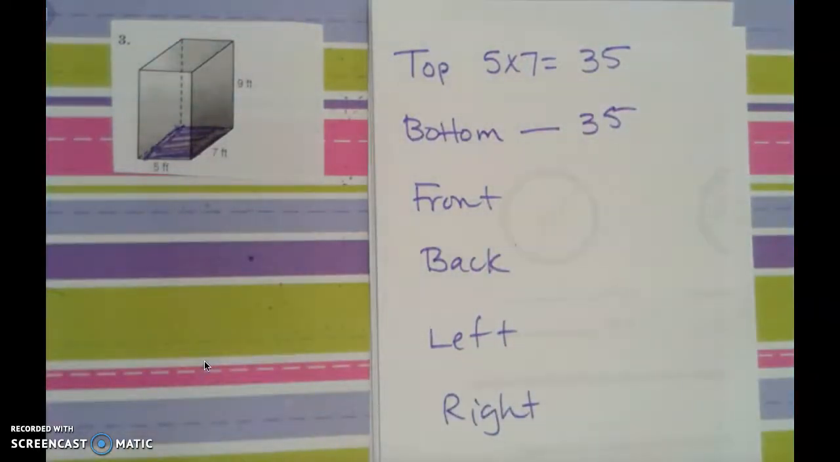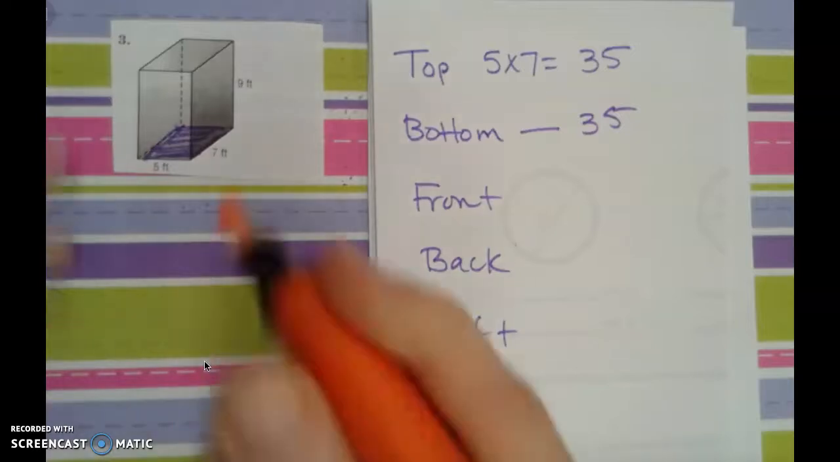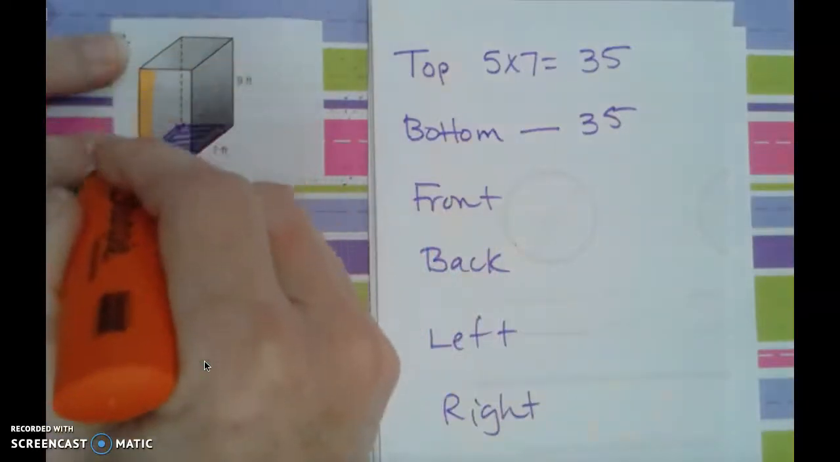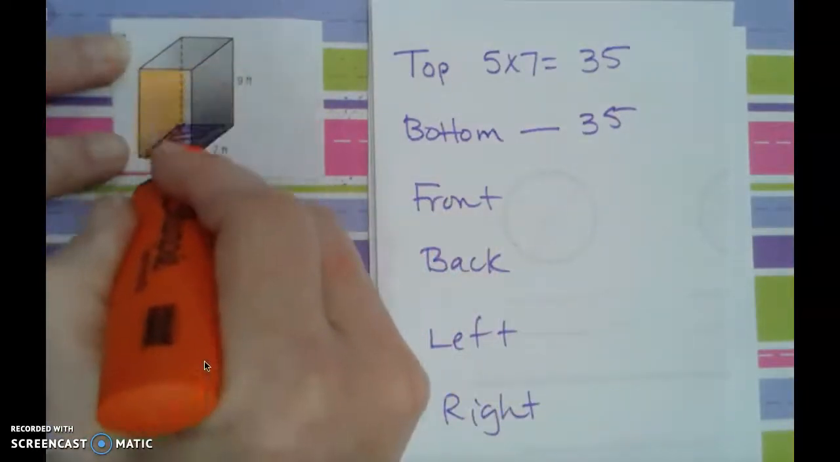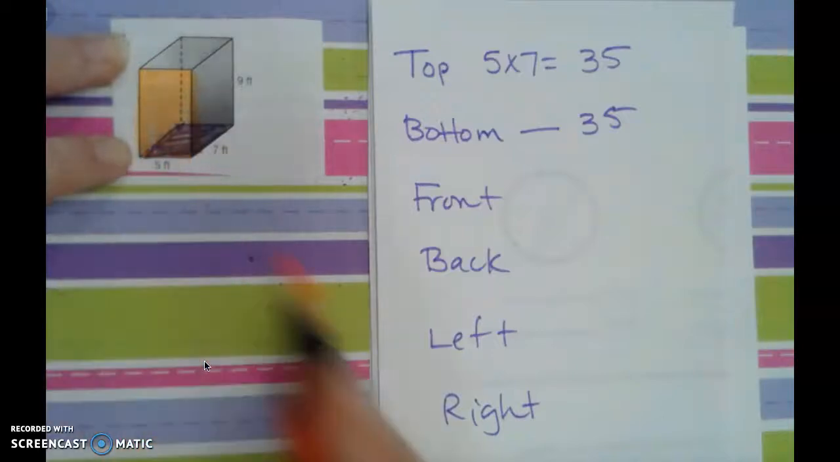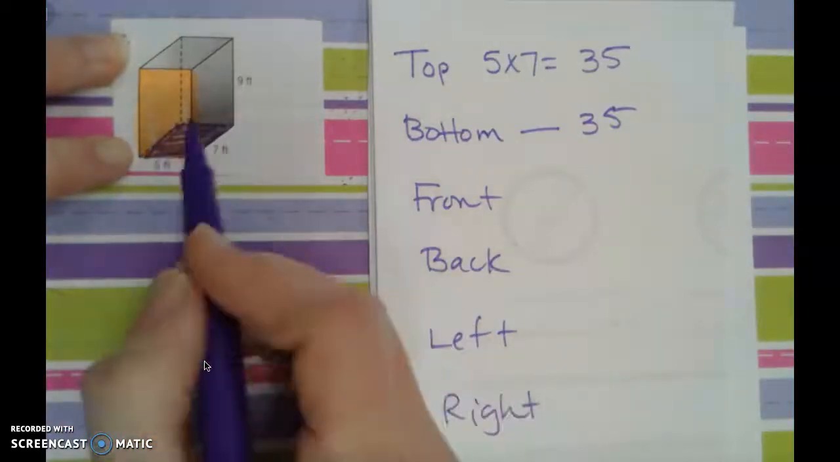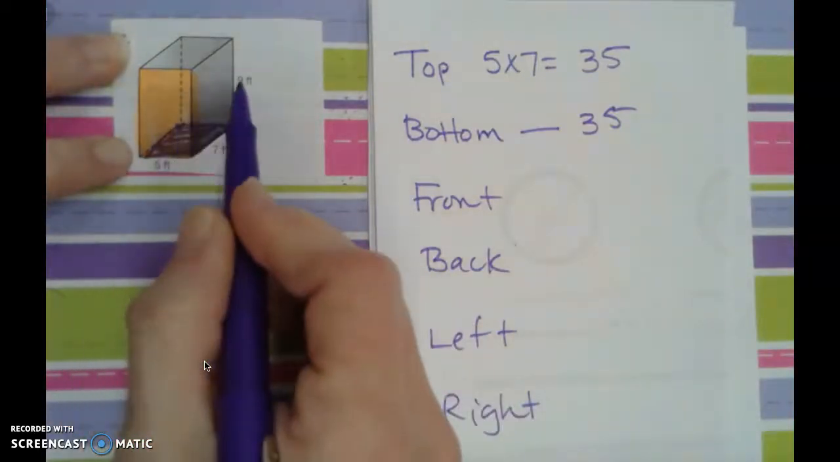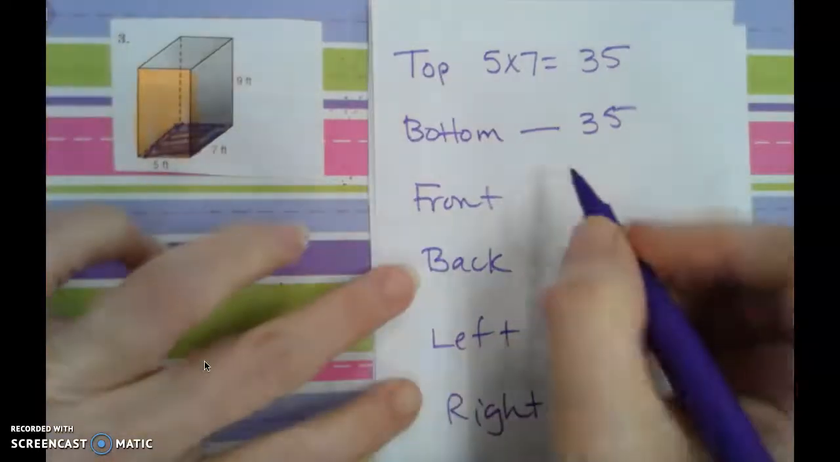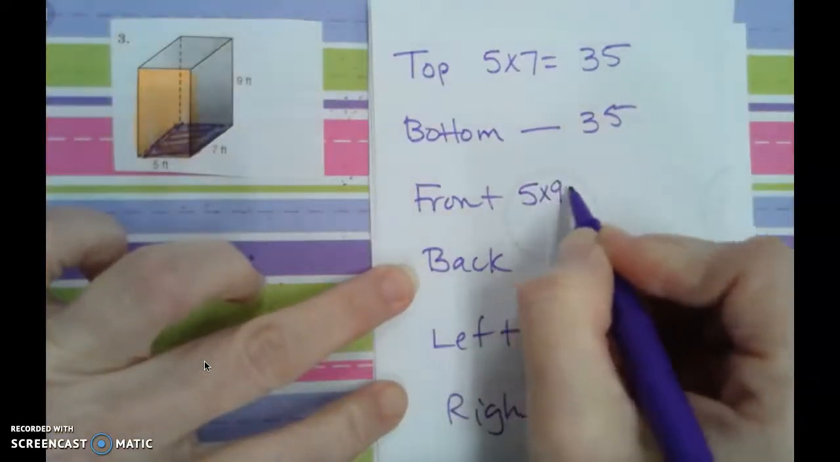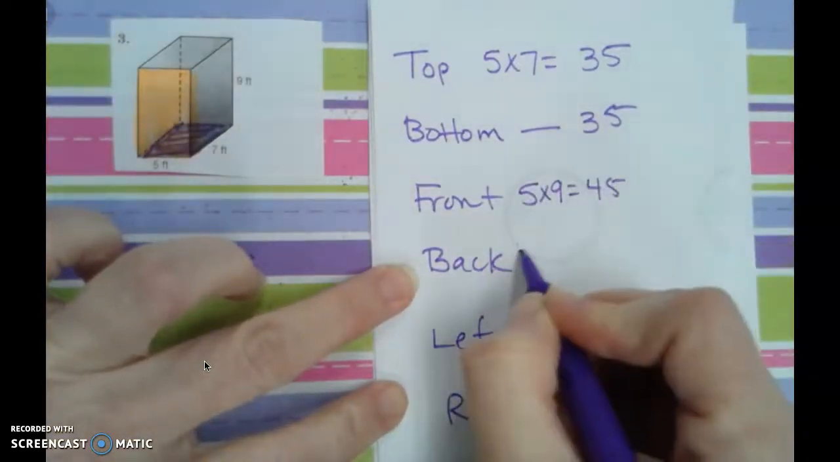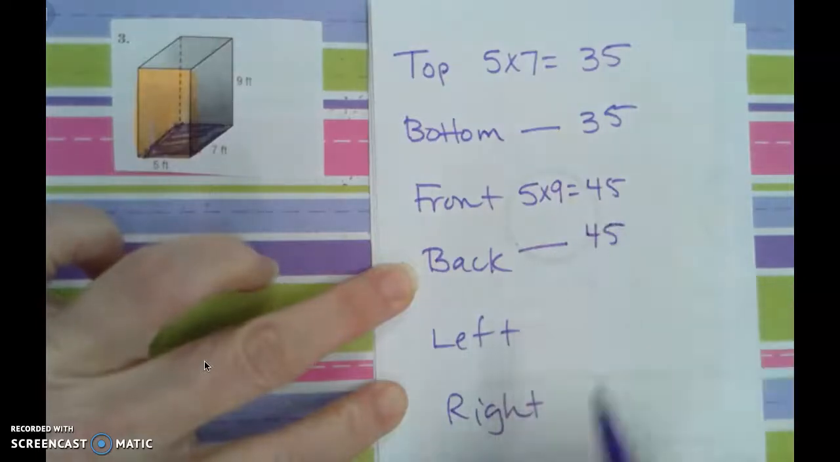Now the front is what's looking at you. So if I trace the front, it looks to me like it hits that 5, and then the up and down piece. The up and down piece is going to be 9. So we've got 5 times 9, which is 45. So this piece is also 45.